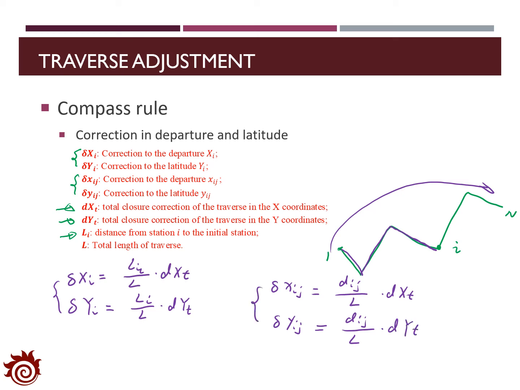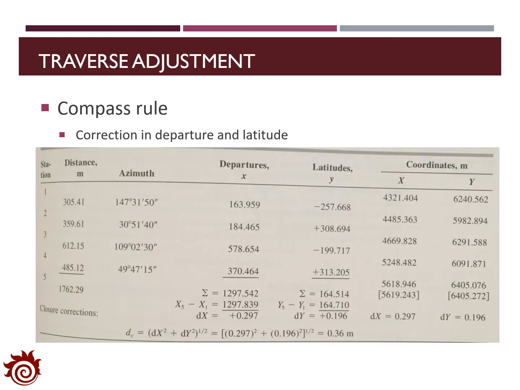We will apply these corrections to find out the adjustment for the traverse with respect to the departure and the latitude and also the coordinates. Now let's check the previous example to see how we can apply the compass rule for the correction in departure and the latitude. From the previous example, we can find the total closure error as 0.36 meters.